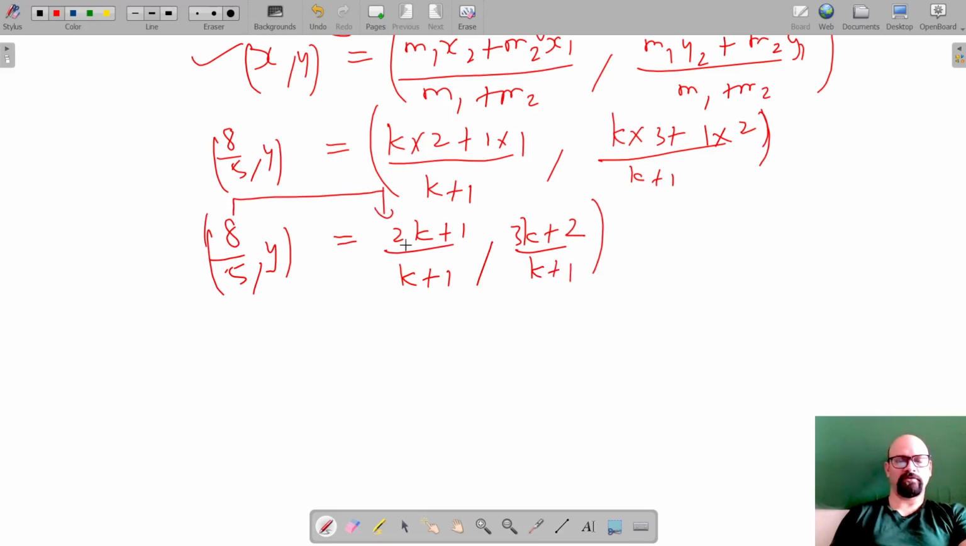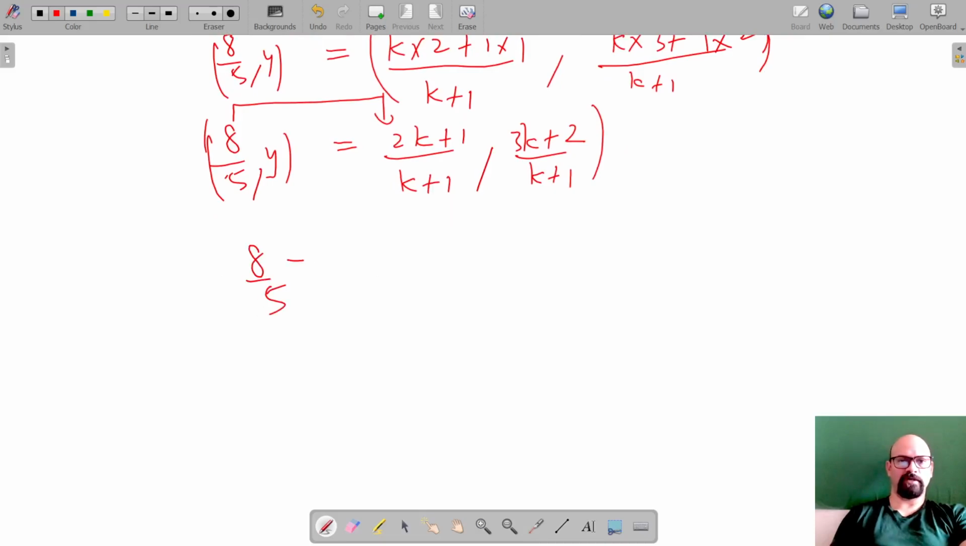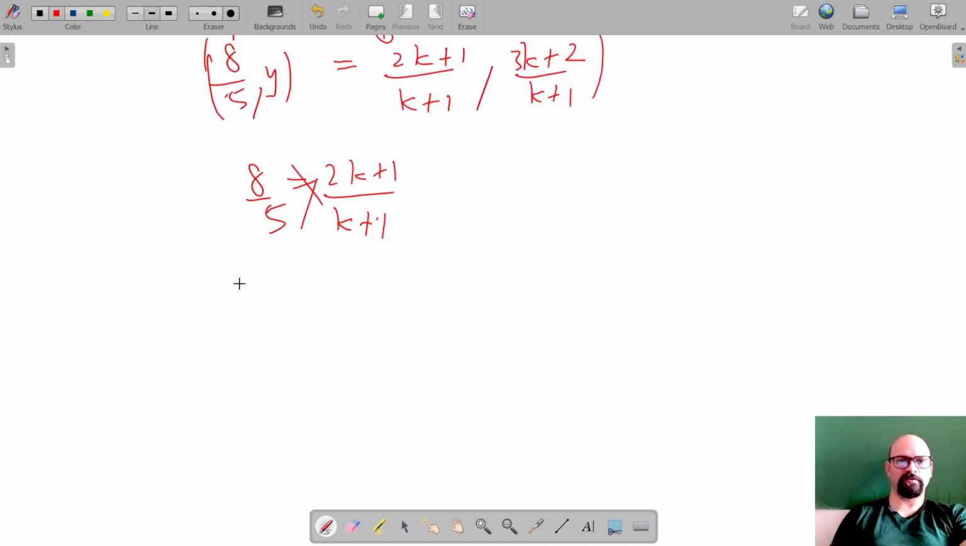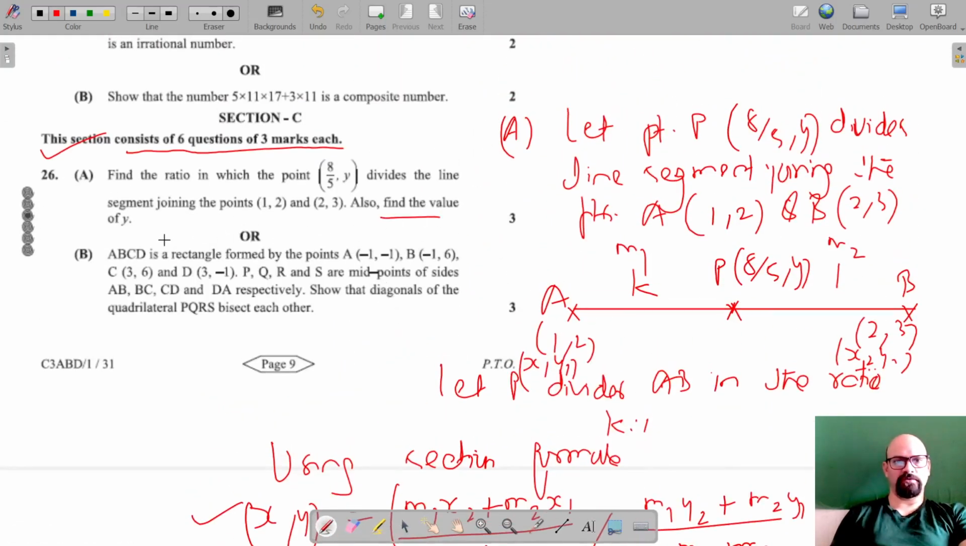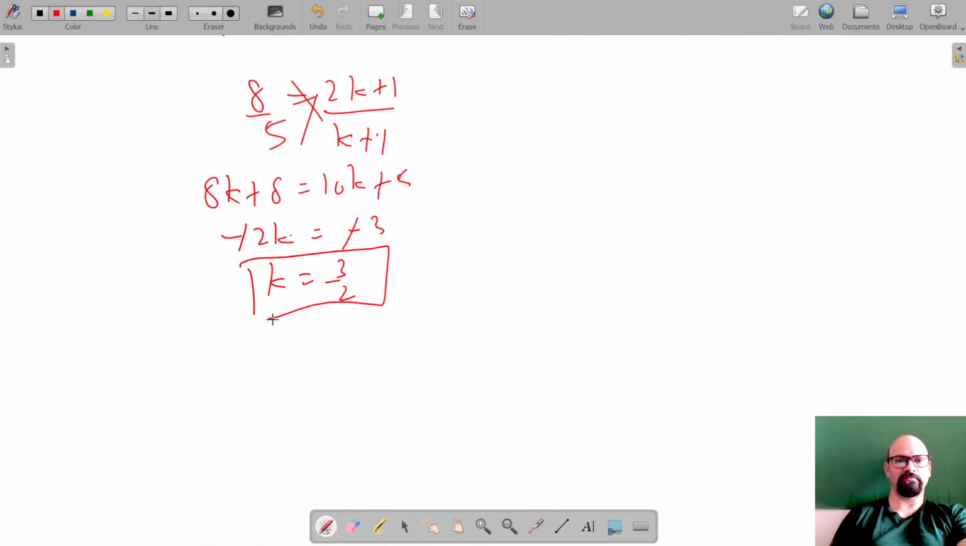Let's equate the corresponding coordinates. So 8/5 is equal to (2k + 1)/(k + 1). Cross multiplying, 8k + 8 is equal to 10k + 5. So minus 2k is equal to minus 3, and k is 3/2. The question asks for the ratio, so the required ratio is 3 to 2.